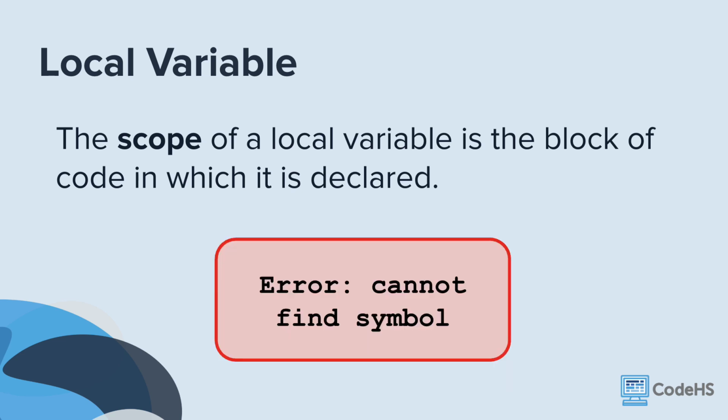Have you encountered a cannot find symbol error while writing programs? This often means that part of your program is trying to access a variable outside of its scope. Let's walk through some examples to demonstrate local variable scope.